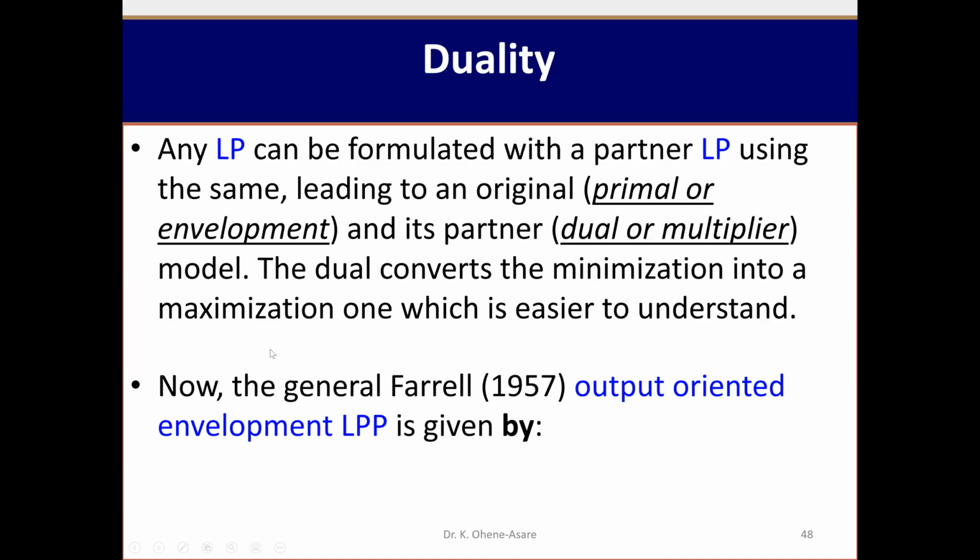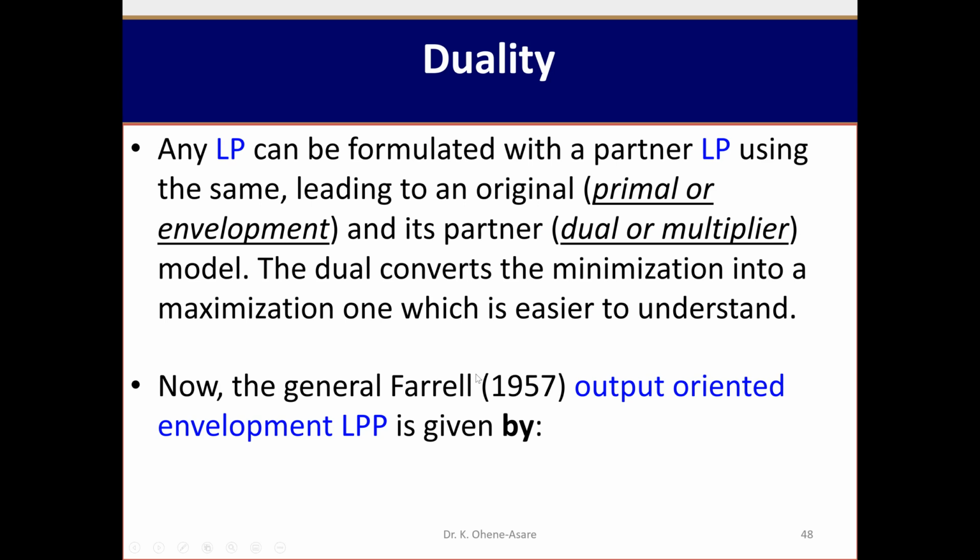So the primal model is an envelopment model. The dual is a multiplier model. The dual will convert the minimization into a maximization. That's what you want to know. So if it is a maximization, the dual would simply make it a minimization. And for those of you who have done linear programming, you know this.